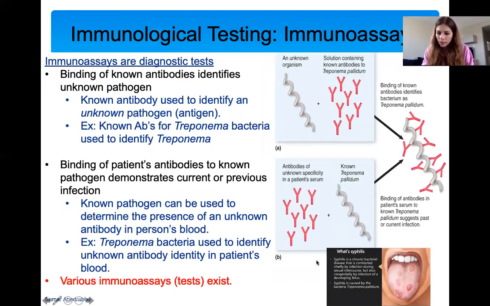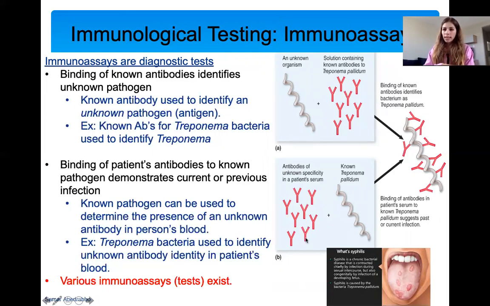So the disease syphilis is caused by bacteria. The bacteria is called Treponema, and it causes syphilis. Syphilis is an STD, a sexually transmitted disease. You can use an immunoassay to determine if someone has this infection, if someone has syphilis. And there's two ways. You can bind known antibodies and identify your unknown pathogen. So you can have antibodies that are specific to the bacteria that cause syphilis, and here's the bacteria that cause syphilis. If they bind, then you know that that individual has syphilis.